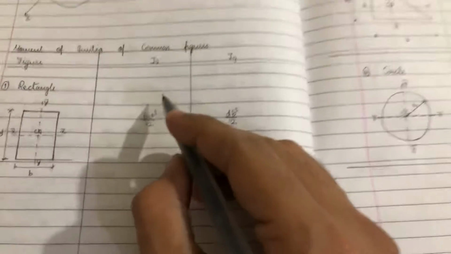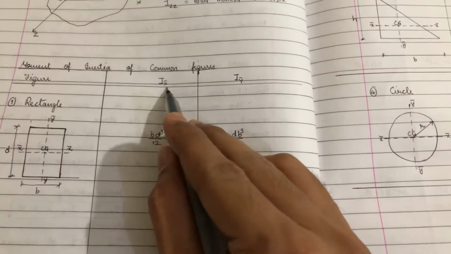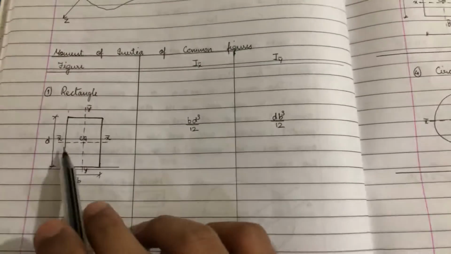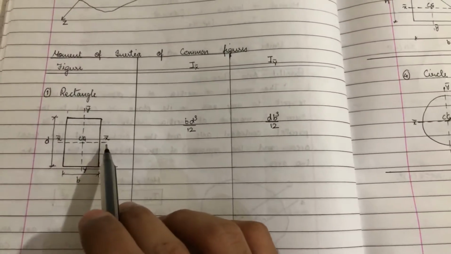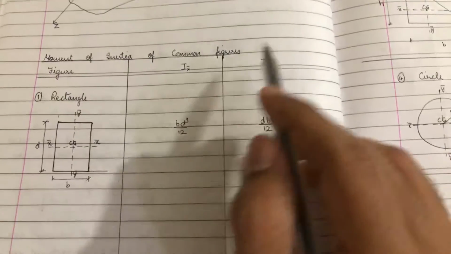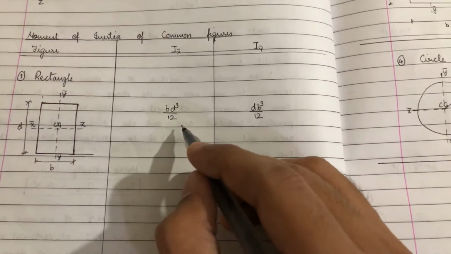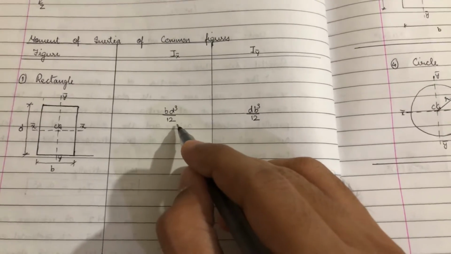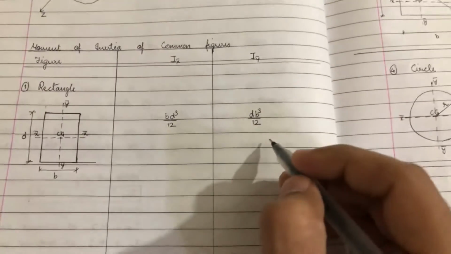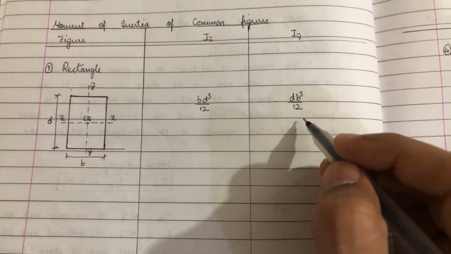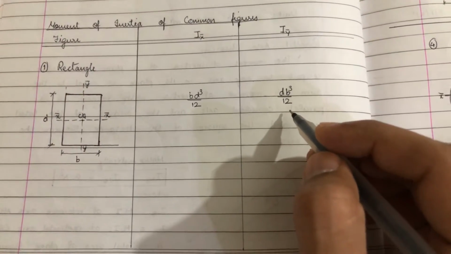So in this case, Ix bar is the moment of inertia about X bar, and Iy bar is the moment of inertia about Y bar. So the formula: Ix bar is equal to BD cube by 12 and Iy bar is equal to DB cube by 12 for a rectangular figure.